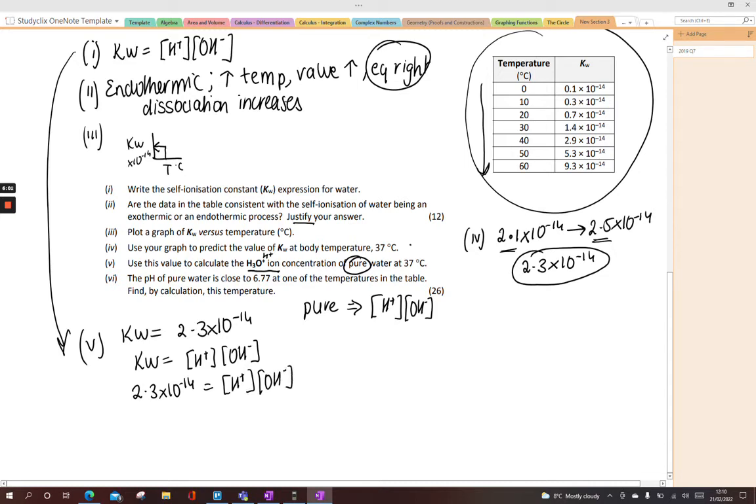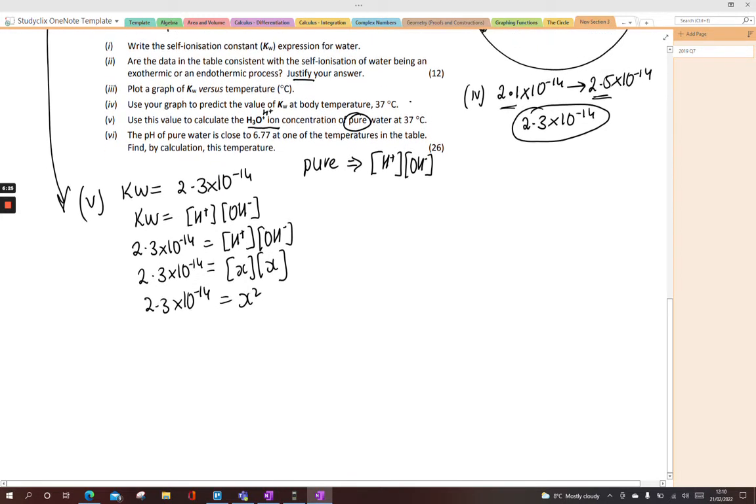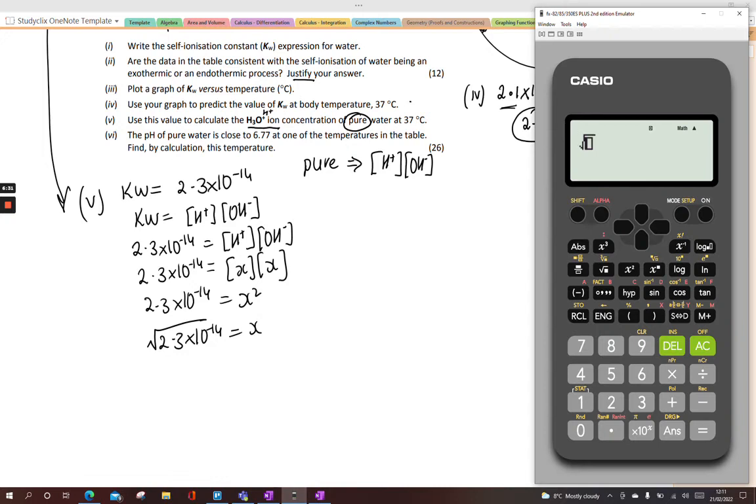Since it's pure water, these two, the H+ and the OH-, are in the same amounts. So if you're thinking of maths, what might we call that if we're working it out? X. And they're both X because they're both the same. So they are equal to X times X, and X times X is X squared. So to work out what X is, it's the square root of that number. And we throw that into our calculator.